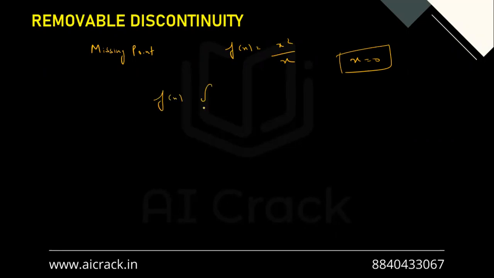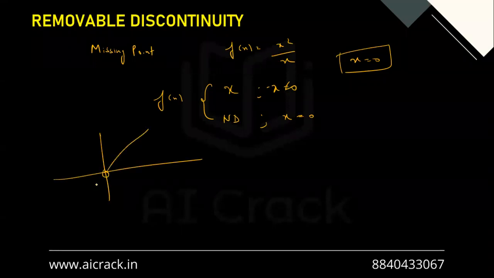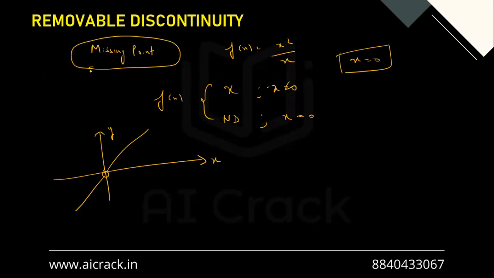So this function can be written as f(x) = x when x is not equal to 0, and not defined when x = 0. The graph looks like this, with an open circle over here. So at x = 0, the value is not defined, right? So that's why the name, missing point. The point is actually missing over here. So that's why it's not continuous.